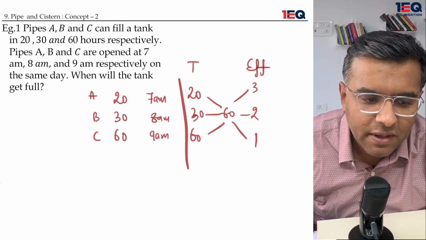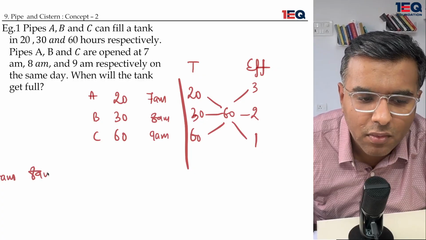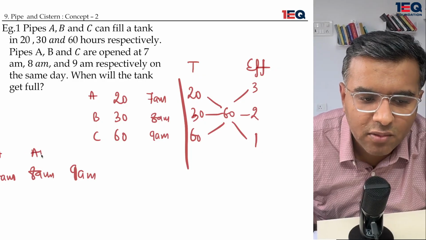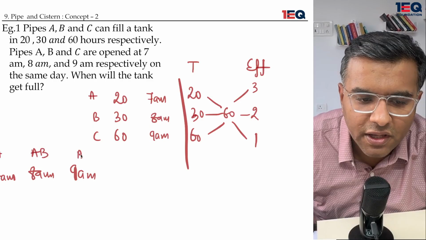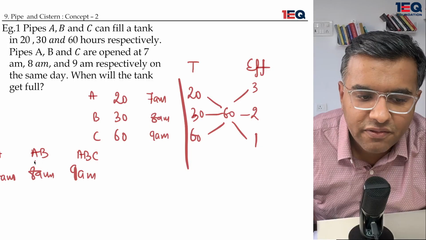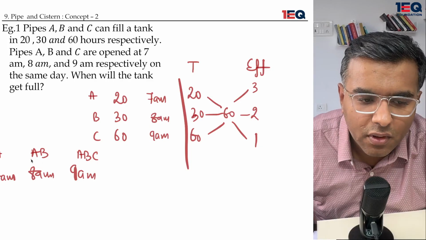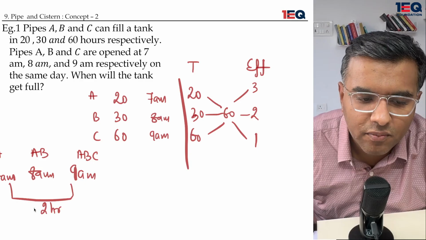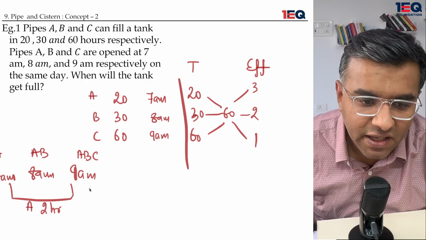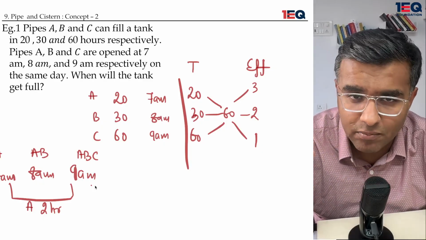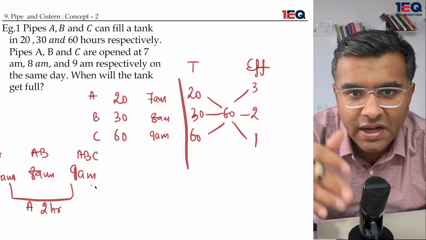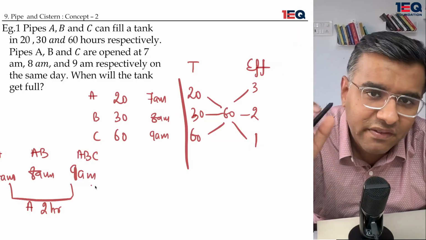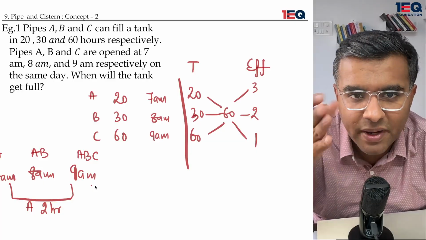Starting with the same timeline, there is 7 a.m., 8 a.m., and 9 a.m. A was working over here, A and B were working over here, and A, B, and C were working over here, right? A has already done 2 hours of work till 9 a.m. We put the benchmark at the latest time, the latest out of 7 a.m., 8 a.m., and 9 a.m., which is 9 a.m. At 9 a.m., everybody is working together, so I'll consider that my starting point.